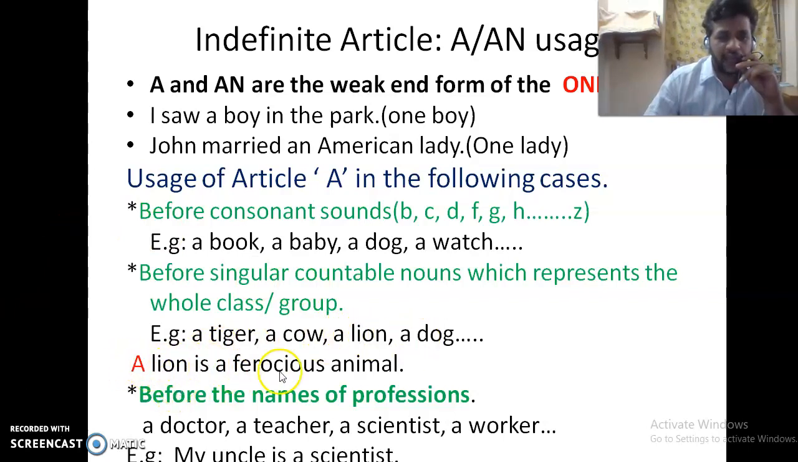Next example, a lion is a ferocious animal. So here I'm not talking about a single lion. Actually, it looks like a single lion, but it talks about the quality of the entire group of lions.